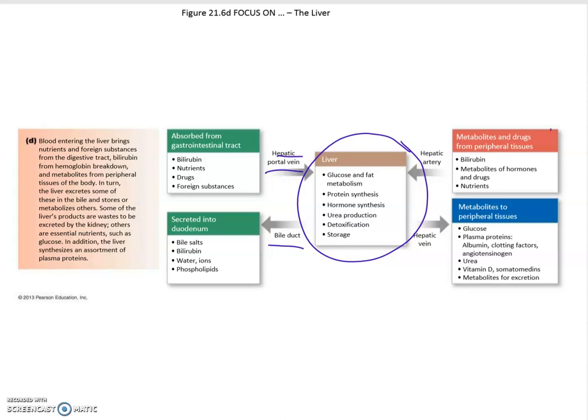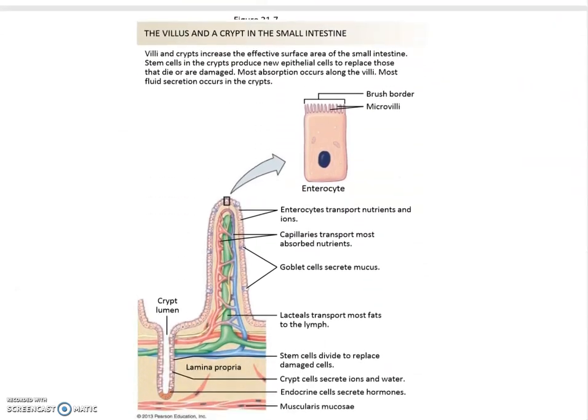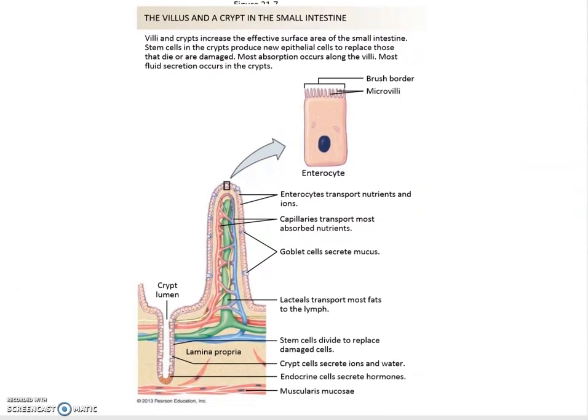And then over here, metabolites and drugs from the peripheral tissues go into the liver. And here, some items: bilirubin, metabolites, hormones, drugs, nutrients. And what's leaving here via the hepatic vein with metabolites to the peripheral tissues includes all the stuff that has been checked by the liver, such as glucose, plasma proteins like albumin, clotting factors, urea, vitamin D, metabolites, some other stuff.